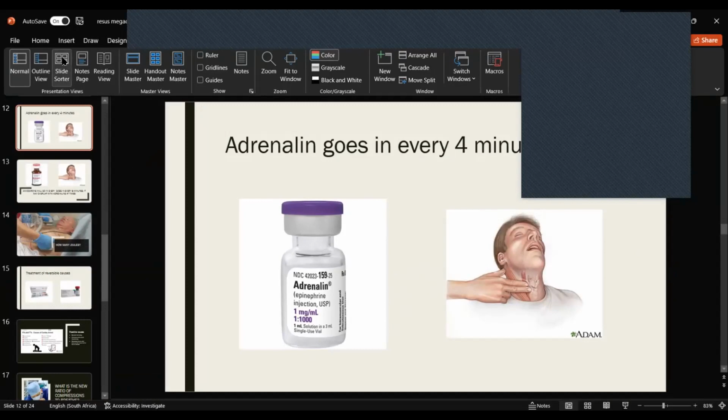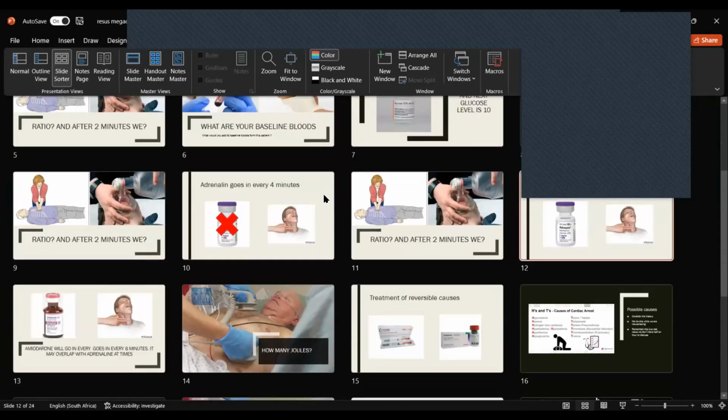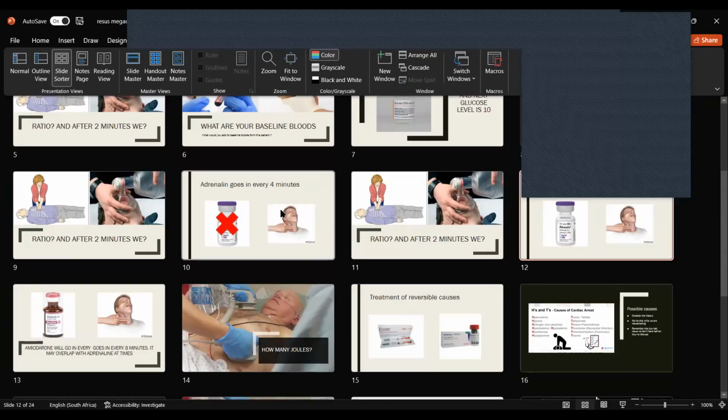Basically every second pulse check, that's when we give it. Okay. So we've come that far. We've actually done quite well. And if we're still not succeeding, then we'll continue with that.